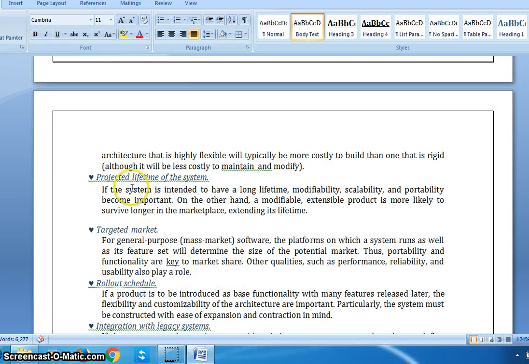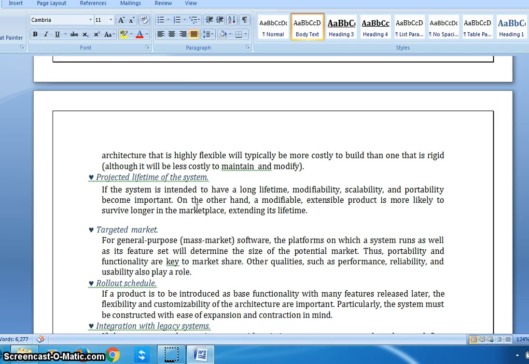The next important business quality is projected lifetime of a system. When we are developing a particular product, we need to estimate its lifetime, whether it is 1 year, or only 2 months, or more or less than that. If a system is intended to have a long lifetime, modifiability, scalability and portability become important. When we are developing a product for a longer duration, we need to take care of all these factors. Modifiability: in future a situation may arise to change the behavior of the elements or the interaction between the elements. In that case we need to implement alterations in such a product.